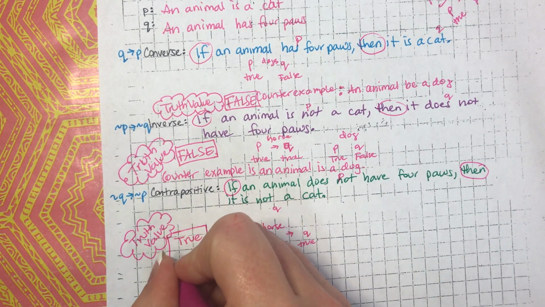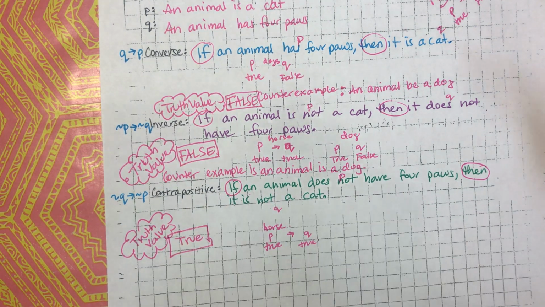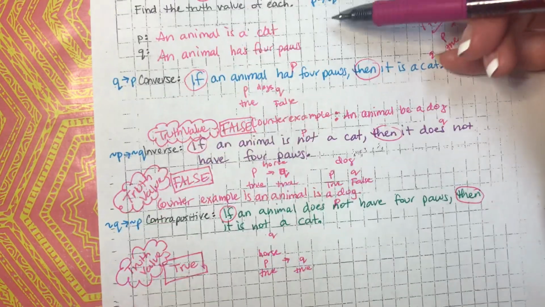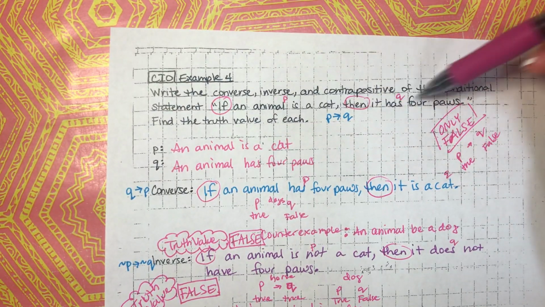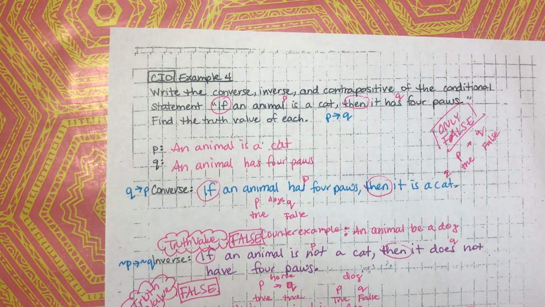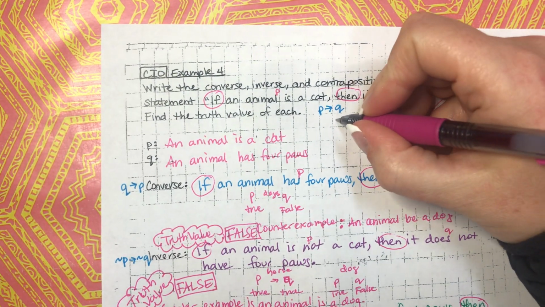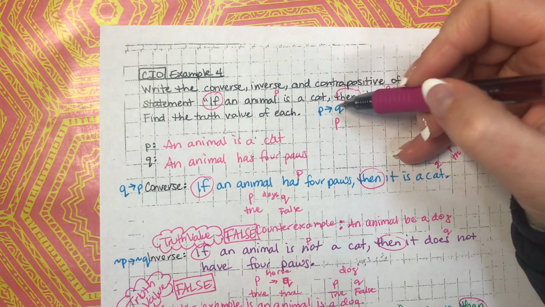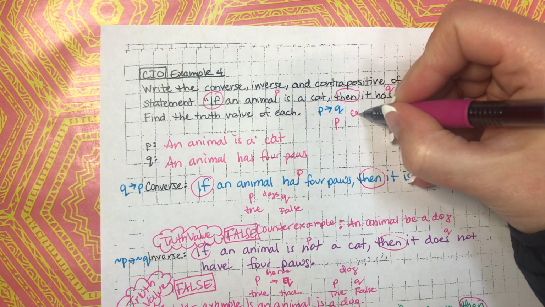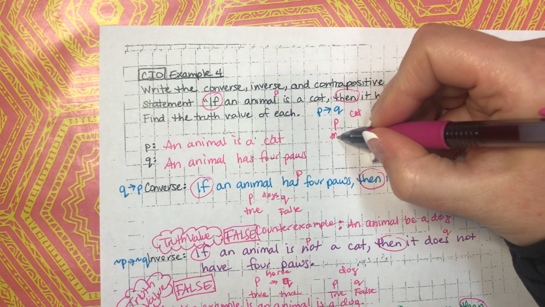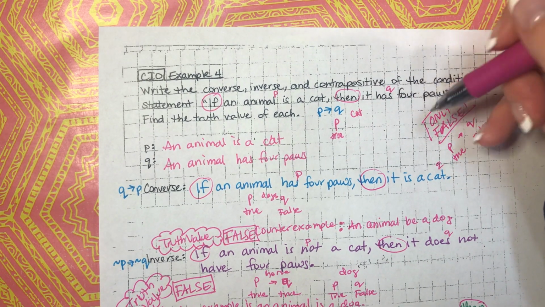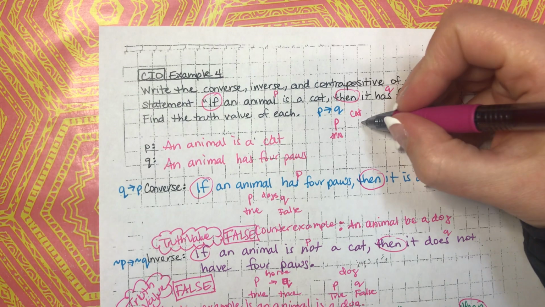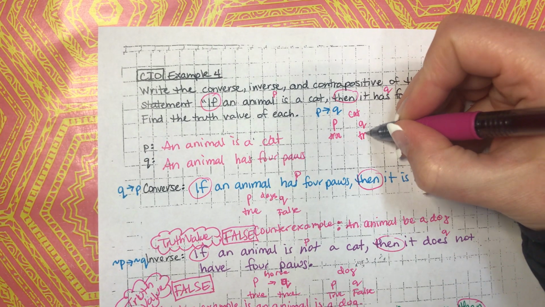You know what? I think we forgot to do the truth value of the conditional statement. Okay, so let's do this last conditional statement. It says, if an animal is a cat, then it has 4 paws. So for that P to be true, we have an animal that is a cat. So we're talking about a cat. That's true. Then it has 4 paws. And yes, cats have 4 paws. So I would say that's true.